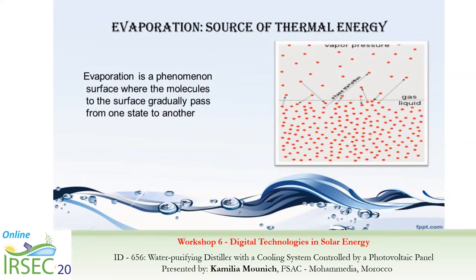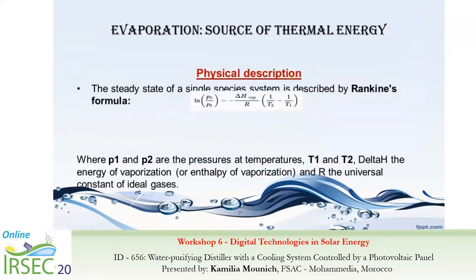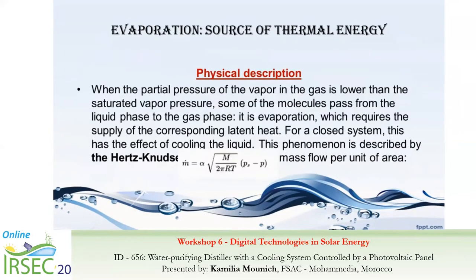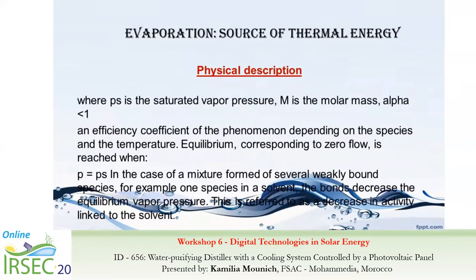Evaporation is where the molecules at the surface gradually pass from one state to another. Physical description: the steady state of a single species system is described by Rankine's formula. When the partial pressure of the vapor in the gas is lower than the saturated vapor pressure, some of the molecules pass from the liquid phase to the gas phase. It's evaporation, which requires the sampling of the corresponding latent heat. For a closed system, this has the effect of cooling the liquid. This phenomenon is described by the Hertz-Knudsen relation, giving the mass flow per unit of area, where Ps is the saturated vapor pressure, M is the molar mass, and alpha is less than 1.